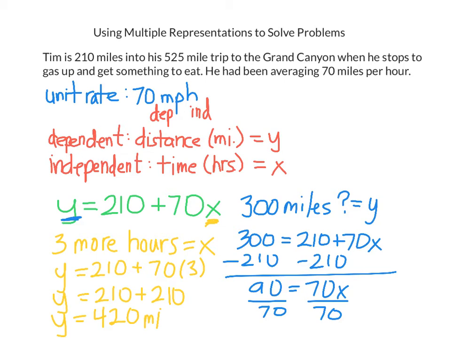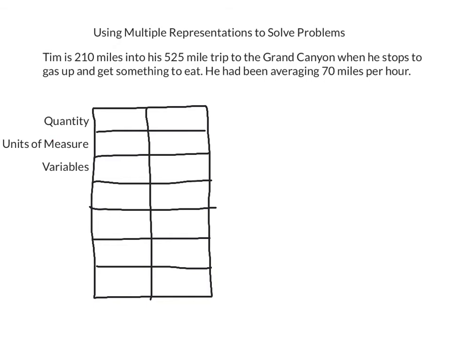And that becomes 1 2/7, or approximately 1.3 hours, because remember we found the x, and the x represents time in hours, and we specified hours, so that's good. So now let's fill out the table. The table might look something like this.